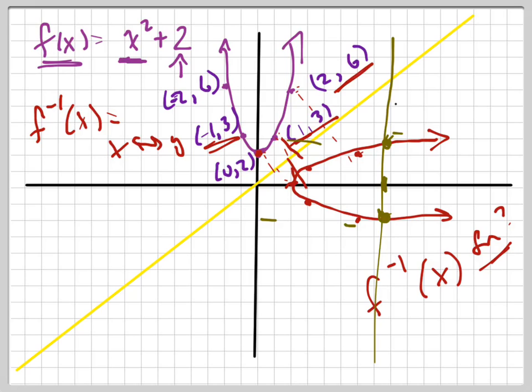Now this was an easy one. When they give you something like x cubed, that's trickier because the graph looks a little bit different. But let's take a look at that. If we're doing x cubed, let's say we want to do the same problem: f of x equals x cubed plus 2. That's a little bit of a different problem.